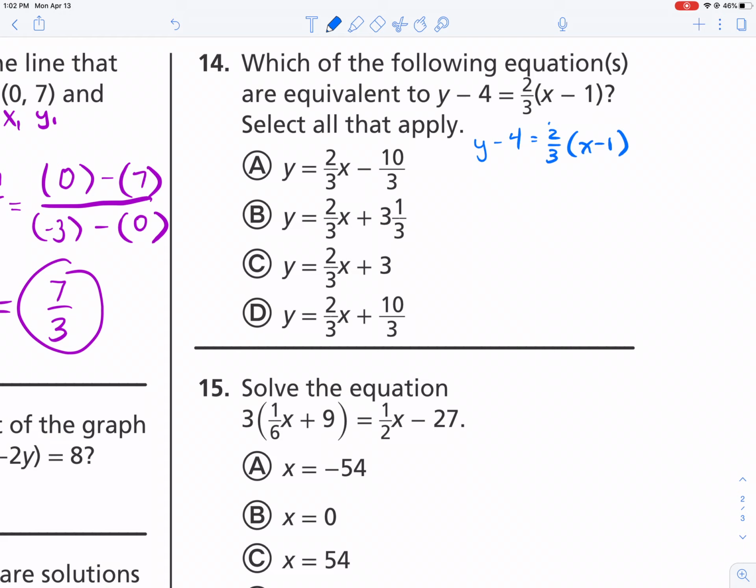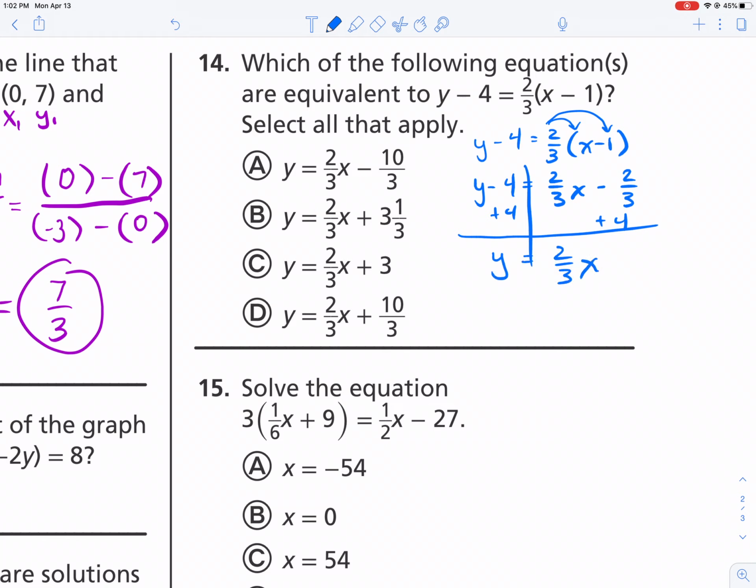So before I move that negative 4, I'm going to take this 2/3, and I'm going to distribute it to get rid of those parentheses. So I'm going to have y minus 4 equals 2/3 x, and then 2/3 times negative 1 is going to give me a negative 2/3. So I'm going to add 4 to both sides. So I end up with y equals 2/3 x. Well, if we look through, all of them have 2/3, so that's not going to help us. Then I'm going to have negative 2/3 plus 4.